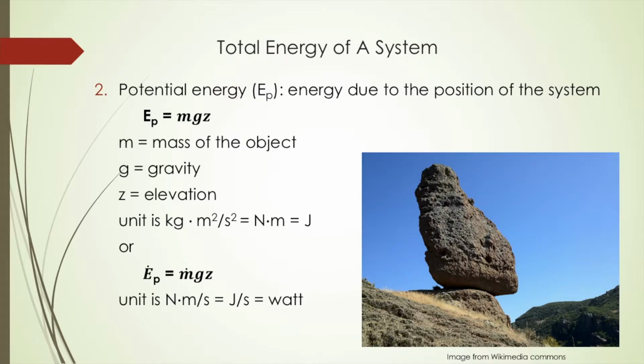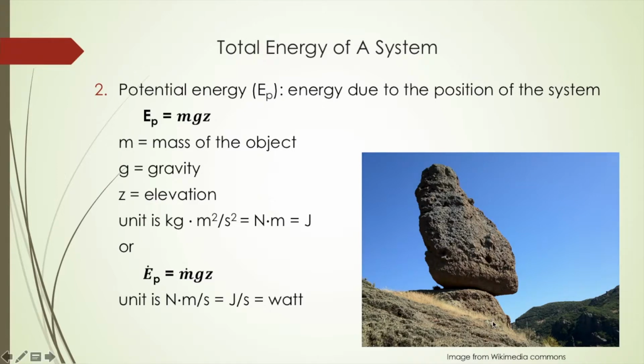Potential energy, with the symbol E sub p, is the energy due to the position of the system. The equation used for potential energy is the mass of the object times gravity times elevation of the system. For example, a giant rock on top of a mountain will have very large potential energy due to its mass and position on the mountain relative to the bottom of the mountain.